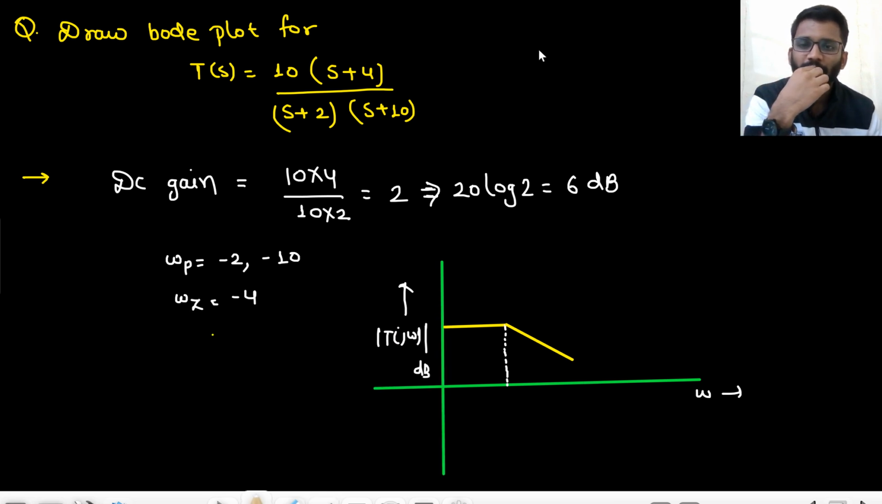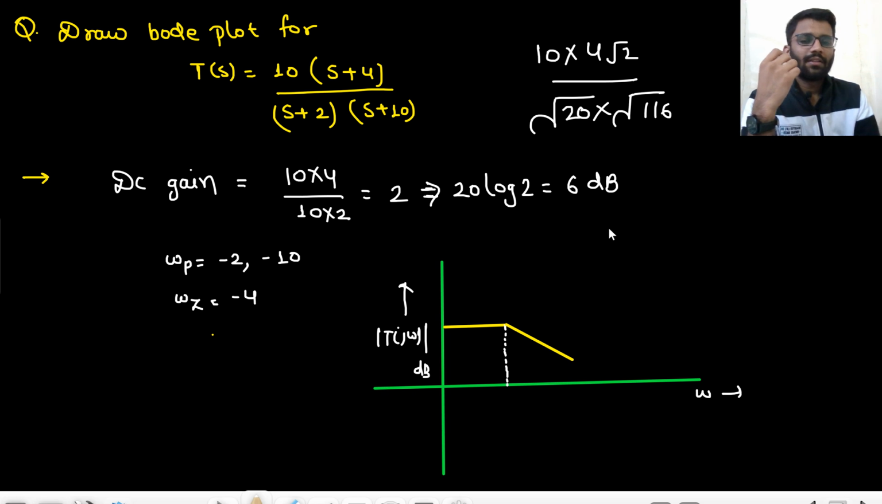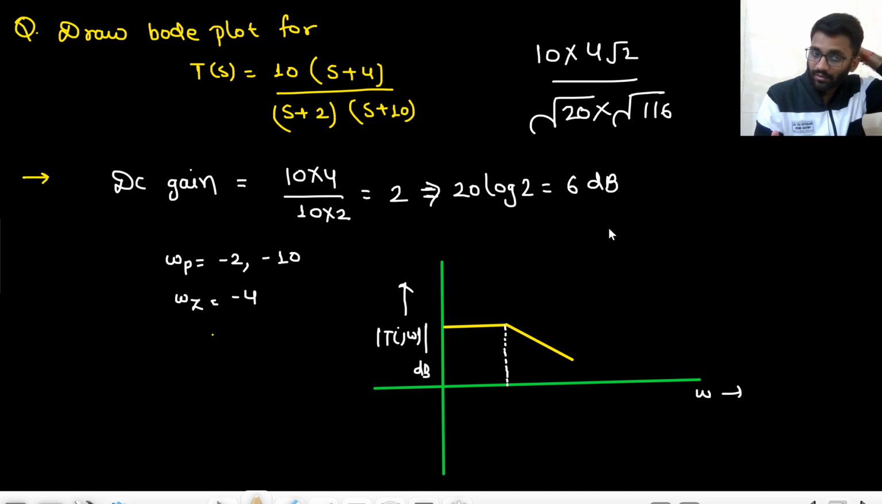So at omega equals 4, my gain would be 10 into 4 into root 2. This would be root 16 plus 4, root 20, into 100 plus 4, 116. I need to find out this value, and then I will know whether my gain is positive or negative. I can make it root 1160 under root, reciprocal into 40. Yeah, so it is positive.